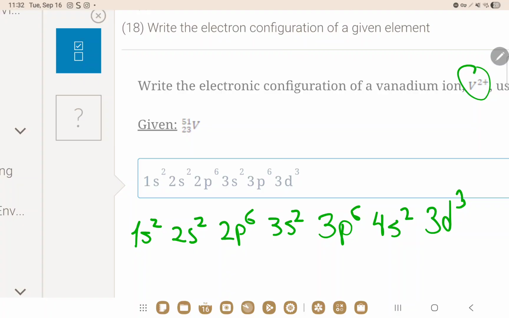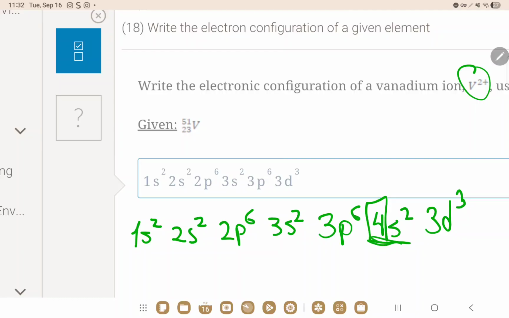Whenever you want to write an ion, first of all, you write the atom. Then you look for the highest energy level. In this case, the highest energy level is 4. If you had 4s and 4p, you take from 4p. If you have 4s and 3d, you take from 4s. You take from the highest energy level.